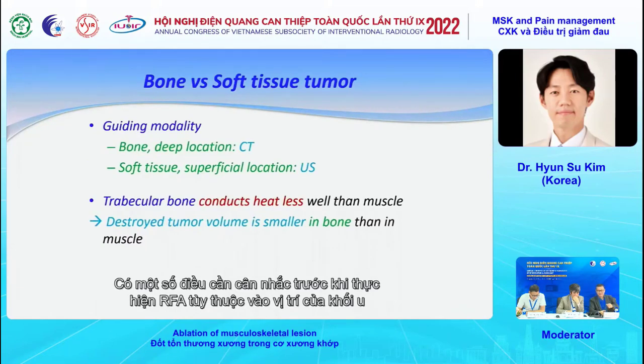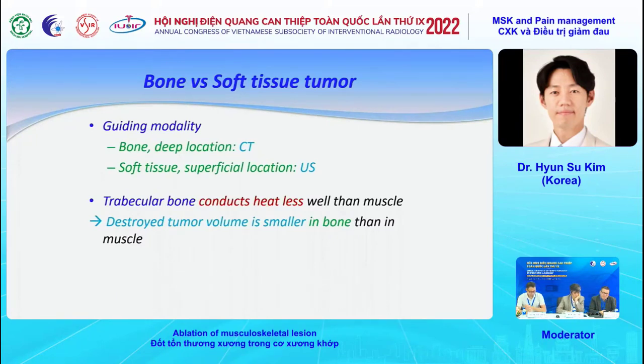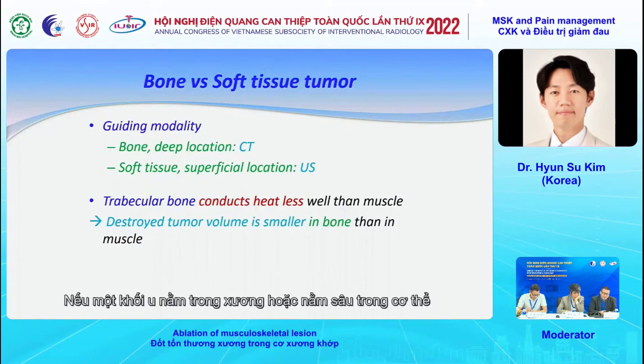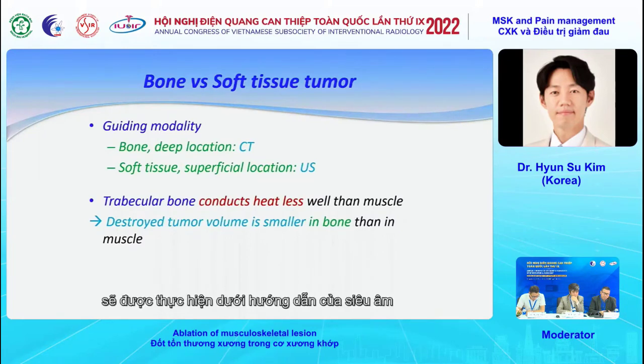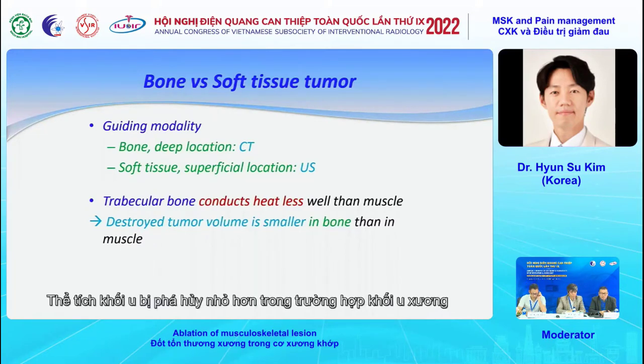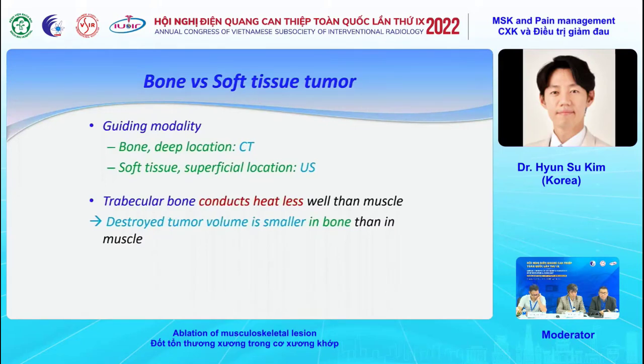There are a number of things to consider before performing RFA depending on the location of the tumor. If the tumor is within the bone or deeply located, CT is used for imaging guidance. If the tumor is within a soft tissue structure, such as superficially located muscle, ultrasound is used for imaging guidance. In addition, as trabecular bone conducts heat less well than muscle does, the destroyed tumor volume is smaller in the case of bone tumors.